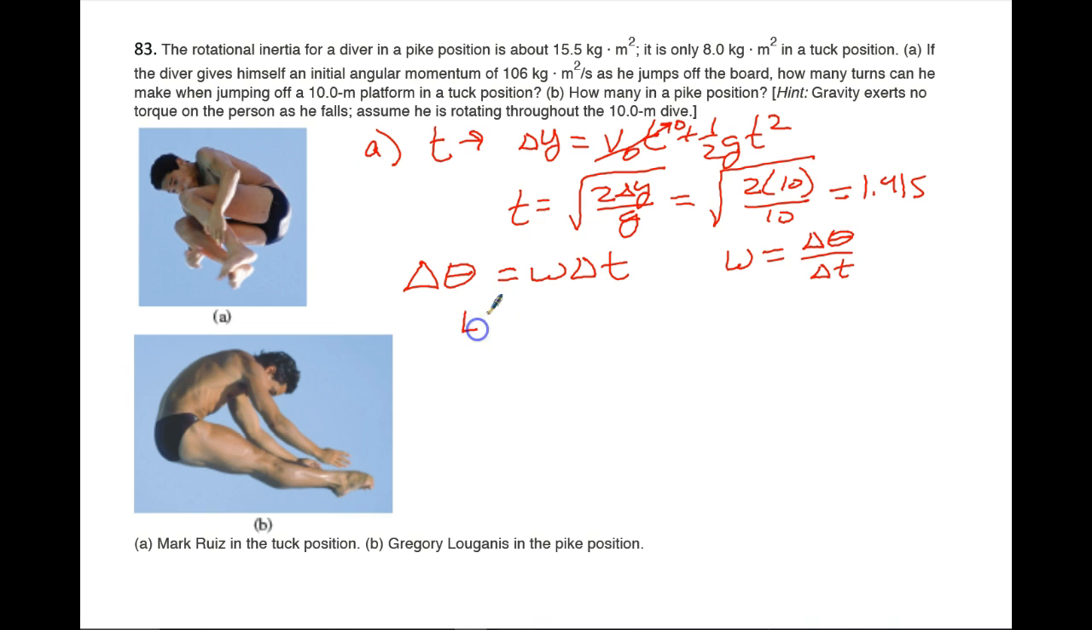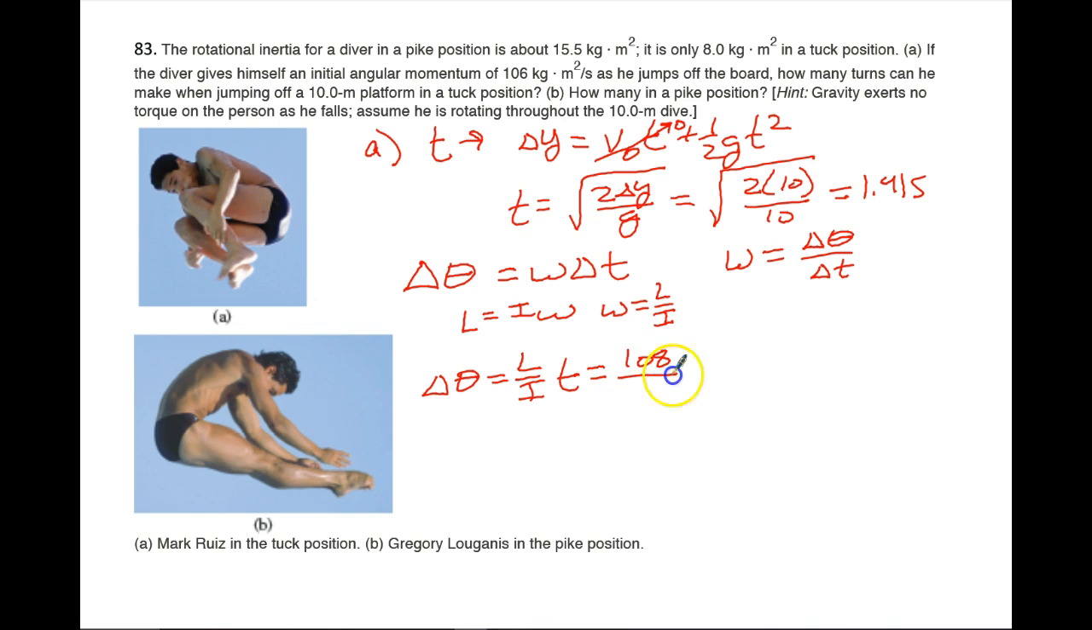We also know that L is equal to I omega, so angular momentum is equal to I times omega, and so we also can say omega is equal to L over I. If we think about how these two things relate, we can now say the change in the angle, I'm going to plug this in for my omega here. So now I've got L over I times t. We'll plug in our numbers now.